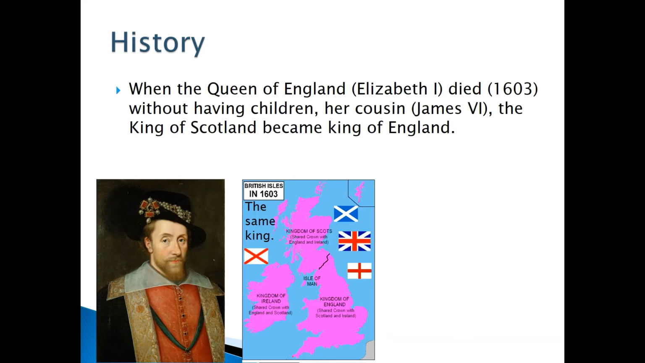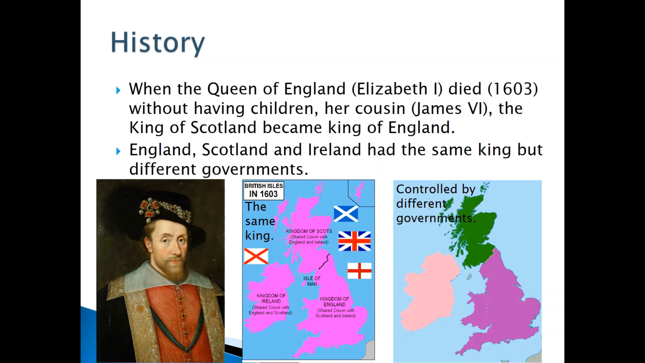When the Queen of England died without having children, her cousin, the King of Scotland, became the King of England. England, Scotland, and Ireland had the same king, but different governments. So the four countries, Scotland, England, Wales, and Ireland, all had the same king. England and Wales had the same government, but Scotland and Ireland had different governments. They were different countries.